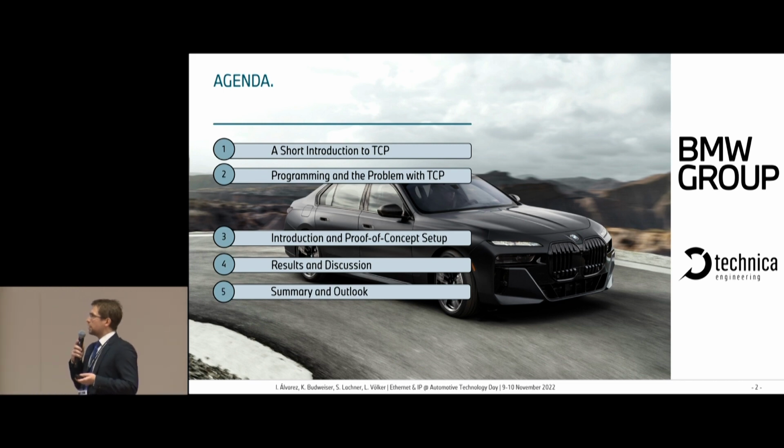Next, Iago will present the proof of concept setup that we use to, first of all, reproduce these effects, and second, to prototype the different performance measures that we investigated. Afterwards, we will discuss the results by putting the different performance measures into perspective. And last but not least, we will give hands-on guidelines how to configure your TCP IP stack and achieve highest performance within road vehicles.